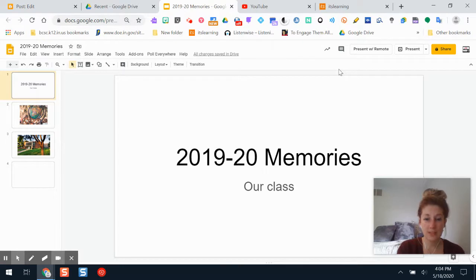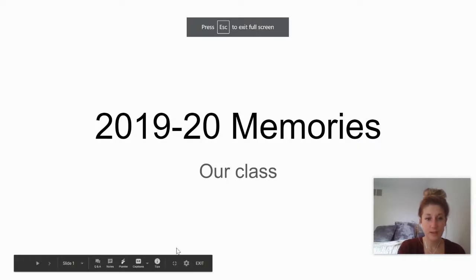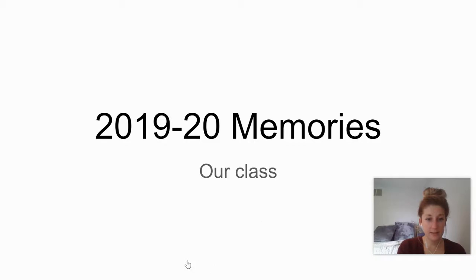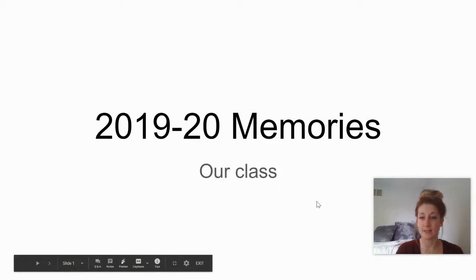There's ways to set up the slides to where they auto advance. The simple way is to go into present mode. And when you're in present mode, it's in the settings. Auto advance when played. You can do a loop. You can do every 10 seconds or so. So after 10 seconds is when my slide will advance after I click the play button.